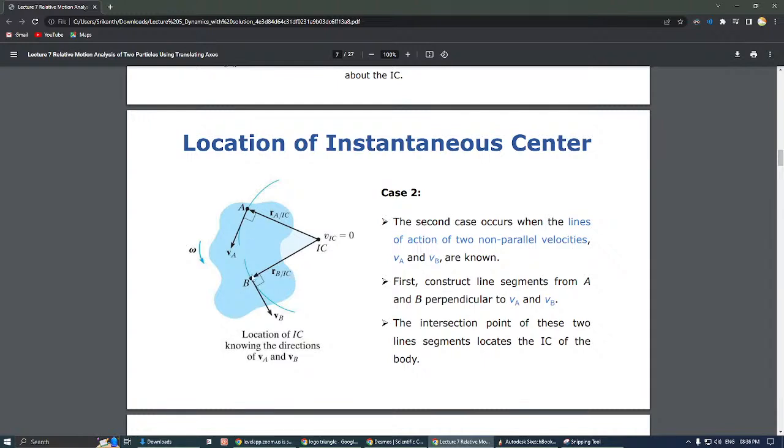For example, here you can see point A is moving downwards and point B is moving this side. If you draw perpendiculars from both these, you will get an intersection. That intersection point is IC. At IC, the velocity is 0. Velocity at A, some value will be there. Velocity of B, some value will be there.